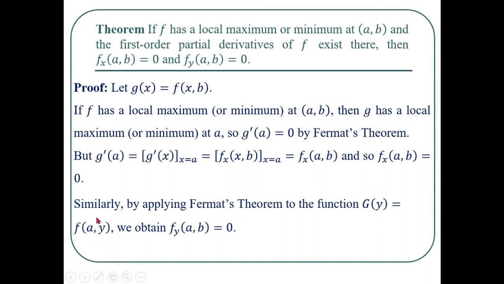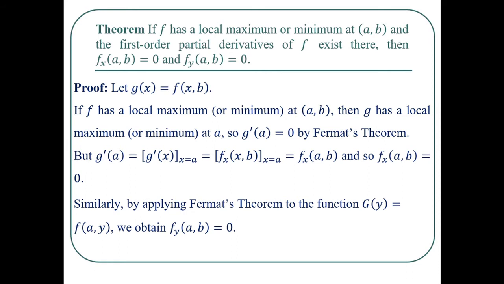In a similar way, by considering g of y is equal to f of a,y, meaning by fixing x is equal to a, the function f of x,y becomes f of a,y as a function of single variable y, and you can denote it by g of y. g of y is now a function of a single variable, and again continuing the same procedure, if f has a local maximum or minimum at the point (a,b), it means g of y has a local maximum or minimum at y is equal to b. As it is a function of single variable, by Fermat's theorem, it implies g dash at b is equal to 0, g dash b is equal to 0.